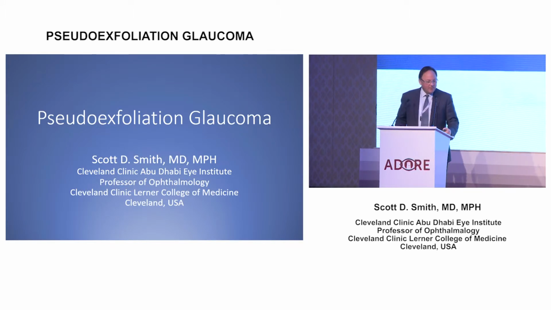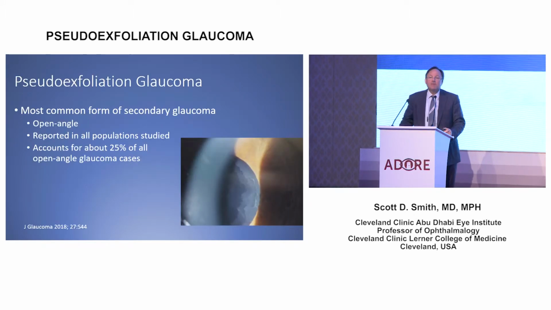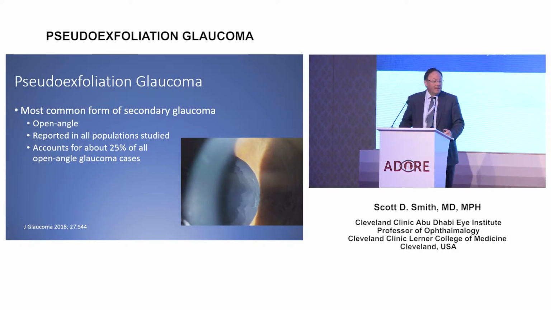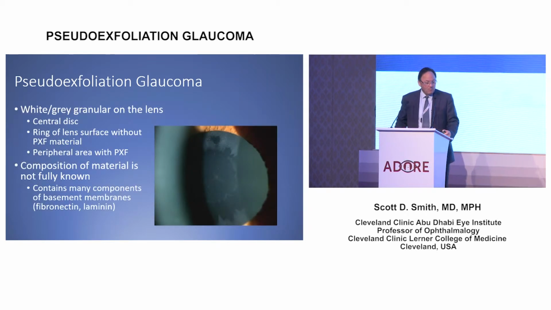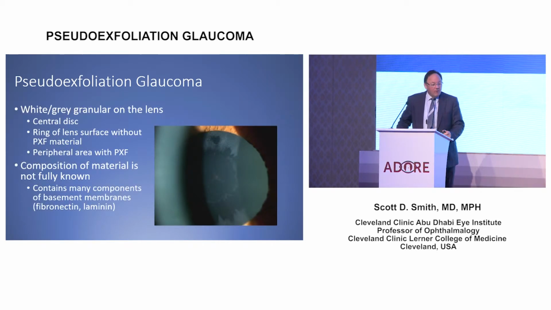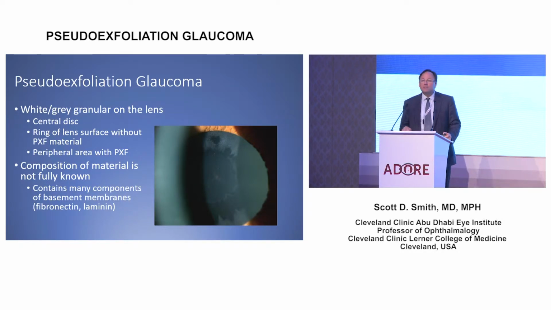Pseudoexfoliation glaucoma is something that we see all the time. It is the most common form of secondary glaucoma, and is of the open angle type, of course. It's been reported in every population that's ever been studied, and overall accounts for about 25% of all open angle glaucoma cases. As you know, it's characterized by the white, grayish, granular material that we see on the lens capsule.